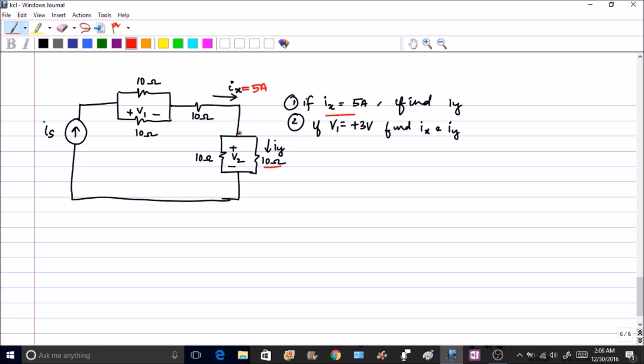Alright. So our node of interest will naturally be here because you are having information. So let me call this node 1. Let us apply KCL at node 1. KCL at node 1. So clearly Ix is entering the node, so you get a minus Ix. Alright.